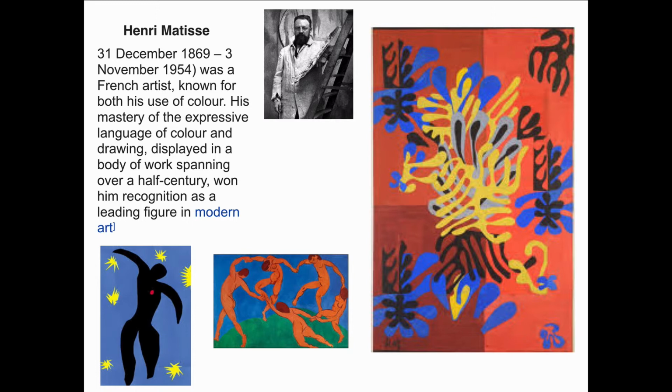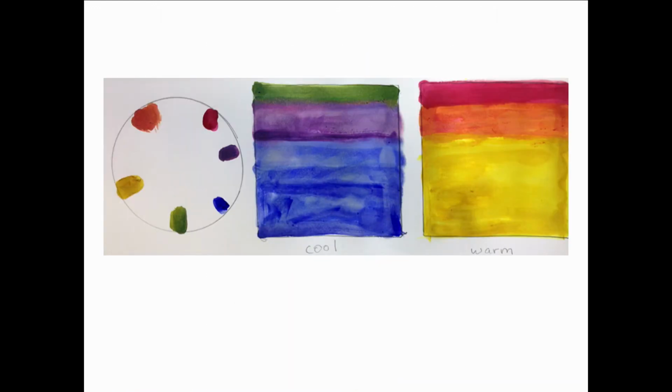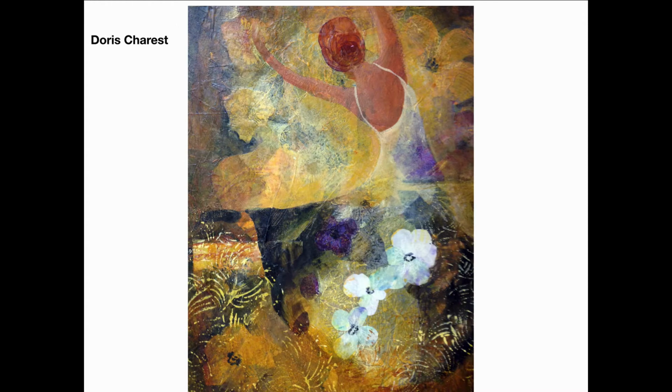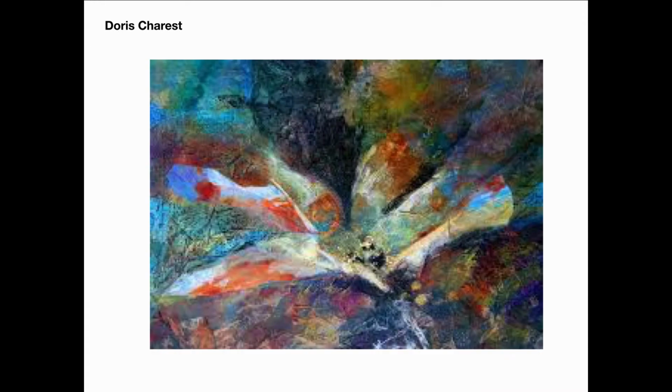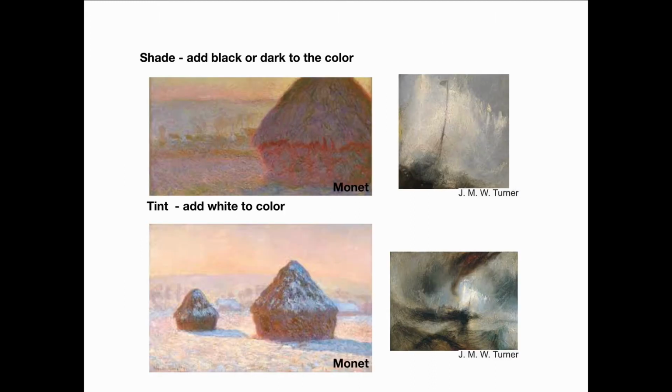on color mixing. We cover warm and cool colors and what they do, what effects you can create using warm and cool colors. I cover shades, tints, and neutrals, words that confuse people. I give examples of different work by well-known artists in each section.